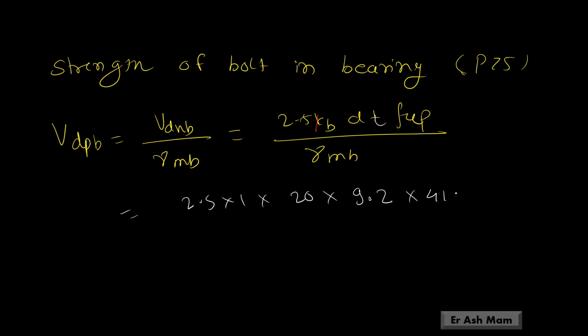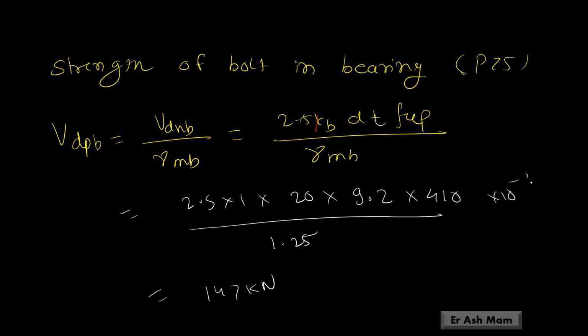Ultimate strength of plate is 410, divided by gamma mb, which is 1.25. It is equal to 147 kilonewton. You can multiply by 10 raised to minus 3 to get the answer in kilonewton, otherwise 147 into 10 raised to 3 Newton.